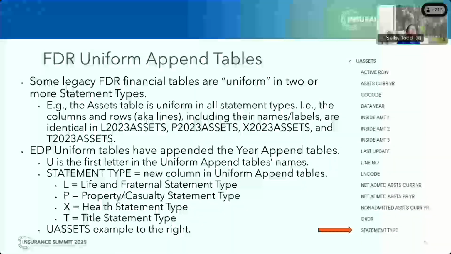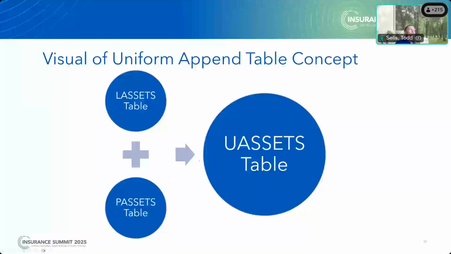But this is a very convenient table for anyone who's working with groups, because no longer do you have to go join to the property assets table, the life assets table, et cetera, to get to all the data for each individual legal entity in the group. Instead, you come to the one table, U assets, and in that one table, you can get total net admitted assets for every company in the group. So it's really, really handy, especially for doing things like that with groups. And this is just that visual for that. So the L assets, the P assets, the T assets, the X assets, all into this U assets table.